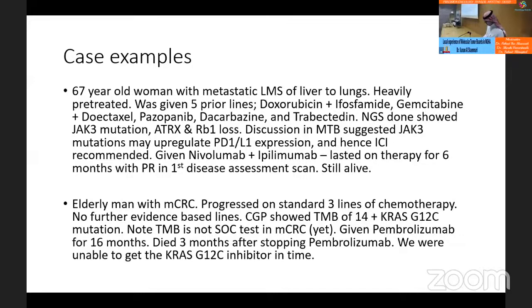He was given pembrolizumab. He did well for 16 months. He unfortunately died 3 months after stopping pembrolizumab. Now, this was prior to the time of the FDA approval of the G12C inhibitor that is FDA approved in lung cancer. So we were not able to access the drug in a timely fashion.